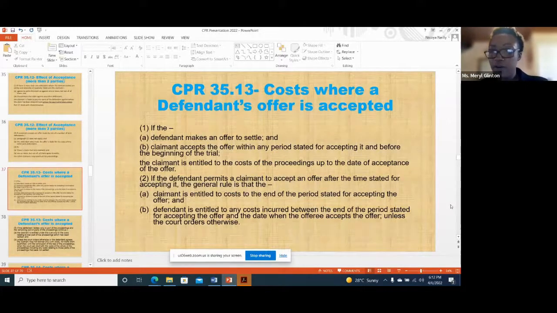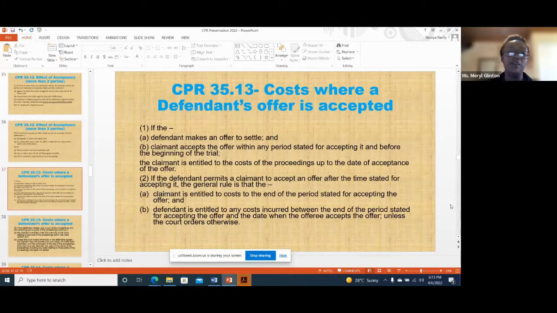Okay, so now we're at 35.13, and this addresses costs where a defendant's offer is accepted. So in this part, remember that the basis of this is that a defendant has made an offer to a claimant and the claimant has accepted that offer. And particularly, the claimant has accepted the offer within the period stated for acceptance, or if there is no period indicated, that they have accepted the offer before trial. In that circumstance, generally, a claimant is entitled to the costs of the proceedings up to the date that they accept the offer. That's kind of the most straightforward scenario. And because the claimant has accepted the offer, it's generally a restatement of, again, costs following the event.